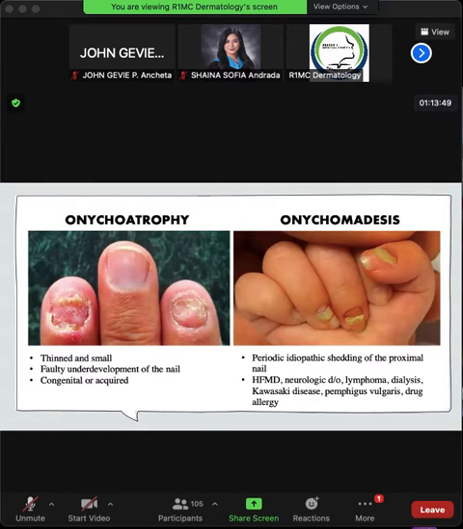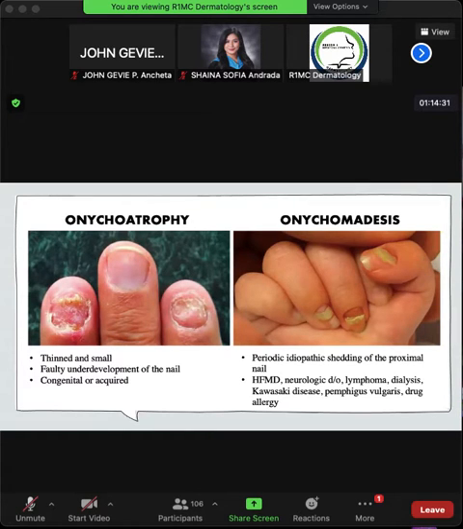So we also have your onycho atrophy, which is due to the faulty underdevelopment of the nail, and this may be congenital or acquired. So the nails are thin and small, as seen, and your vascular disturbances, as well as your epidermolysis bullosa, lichen planus, Darier's disease, Hansen's disease, may also cause your onycho atrophy.